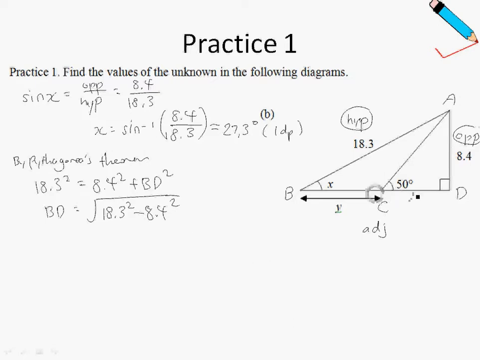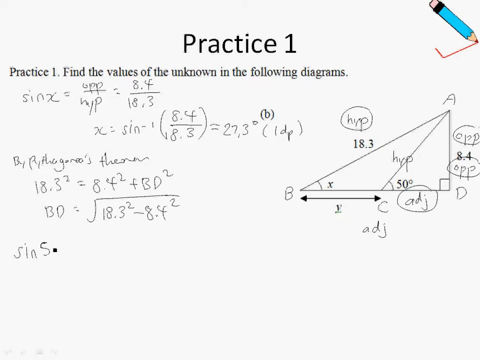The next thing I'm going to do is to find CD. To find CD, just stare at triangle ACD with me. If you stare at triangle ACD, you realize that with respect to 50 degrees, this angle here will be the opposite, this will be the adjacent, and this will be the hypotenuse. Since we are given the opposite and we're looking for the adjacent, we should be using the sine. The sine function.